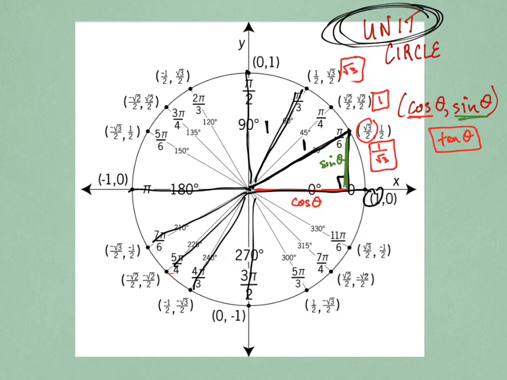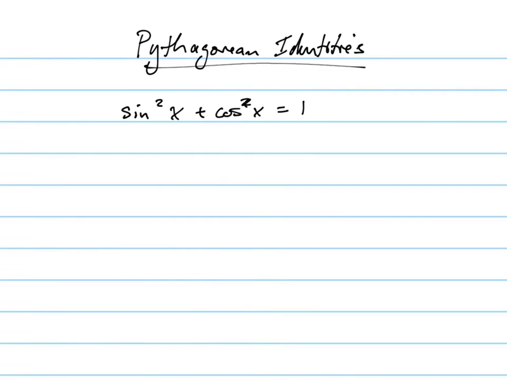1 unit long. And what does the Pythagorean theorem say? That squared plus that squared equals 1 squared. So that's where that comes from. I mean, it's not really where it comes from, but it's a good way to remember it. Now the other ones that you want to find, you can derive just from this.